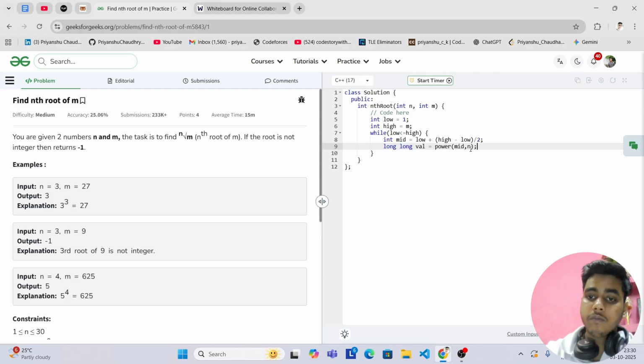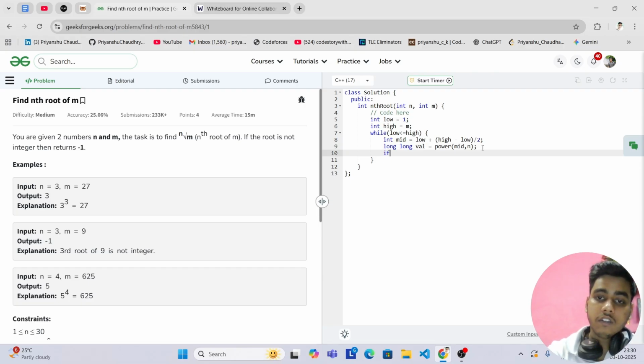I have to find mid raised to the power n, and now I will check that if this value is equal to m, so we can say that we have got our answer, and we should return directly the mid. It means that we are multiplying mid n times and it is giving us m. So you can see that this is our answer.